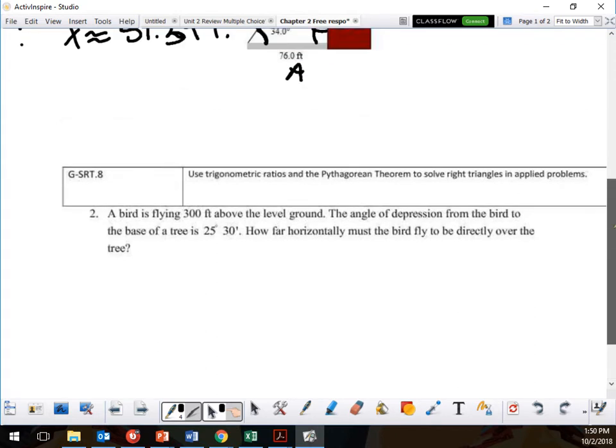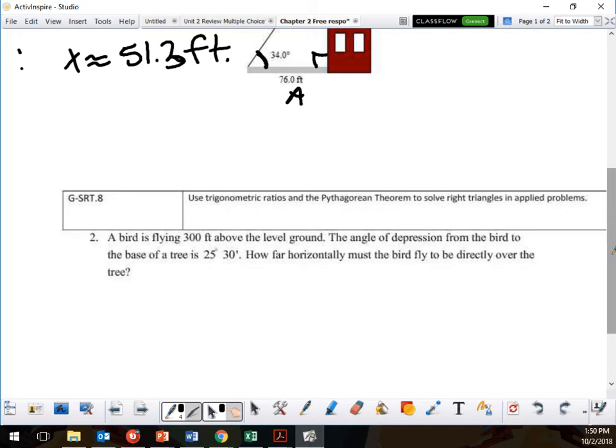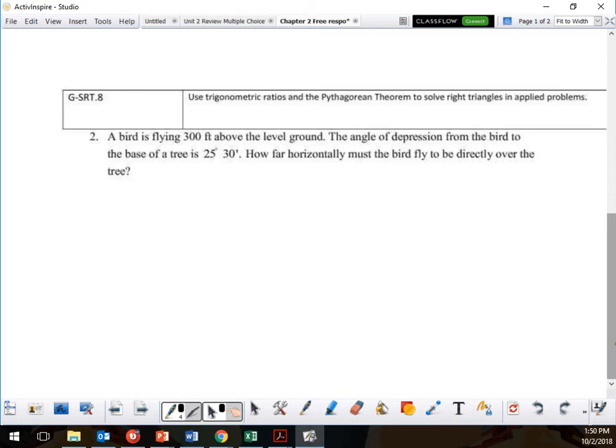All right. Just right. So, right here, a bird is flying 300 feet above ground level. Okay, bird is flying 300 feet above ground level. So let's go ahead and draw a happy bird here. Okay. So 300 feet above ground level.